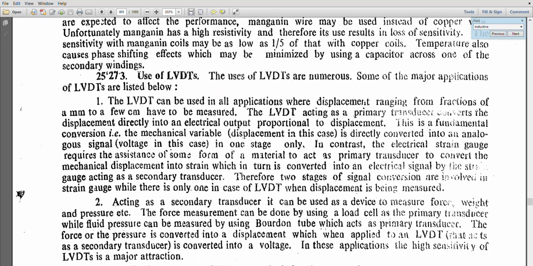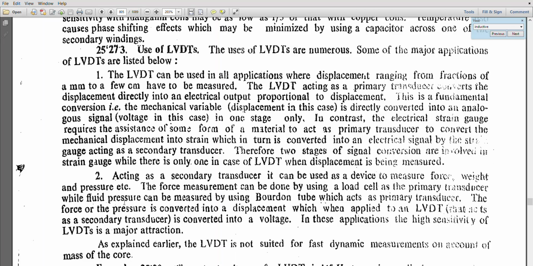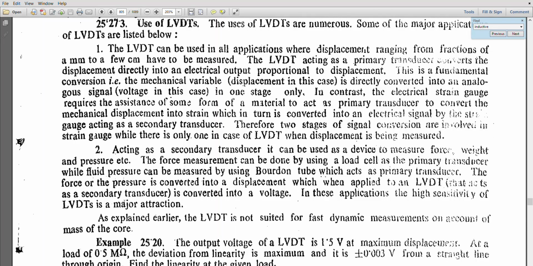LVDT is used in a wide range of industrial applications. As far as biomedical application is concerned, it can be used to study the displacement of limbs in biomechanical studies. So that's one of the applications in biomedical standards.